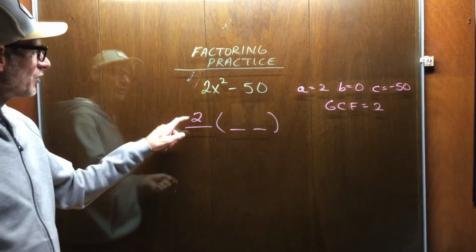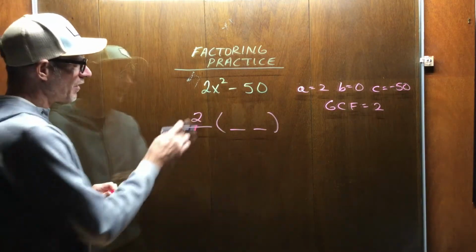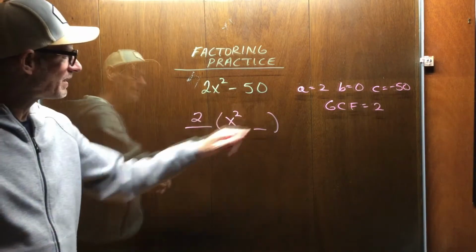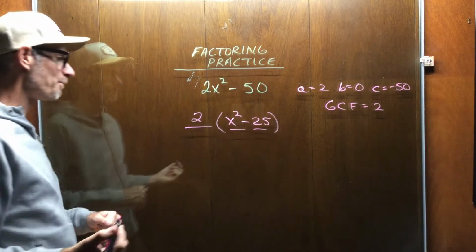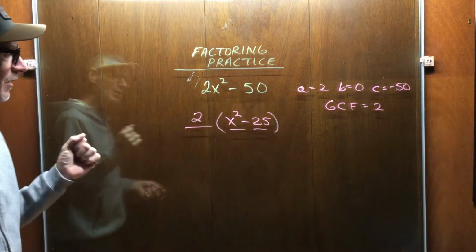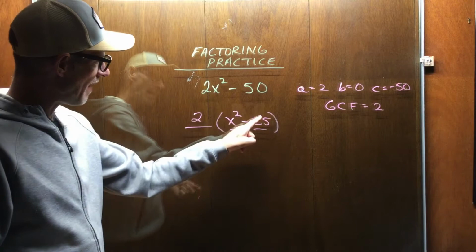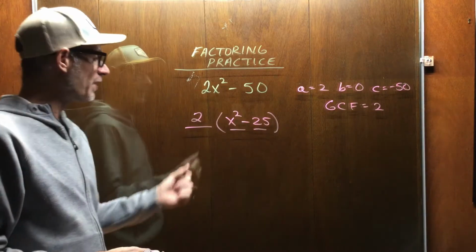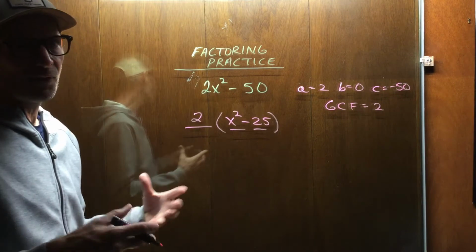And then I think to myself, 2 times some number is 2x squared. And so it's not going to be a number, it's going to be a variable. 2 times x squared is 2x squared. And 2 times something is -50. So that's going to be -25. And so now I have my greatest common factor. I have a binomial here, but my binomial should be something that you recognize. This is a perfect square, and this is a perfect square. So this is a difference of 2 squares problem. And whenever you have a difference of 2 squares, you can factor it by making a sum and difference pattern.